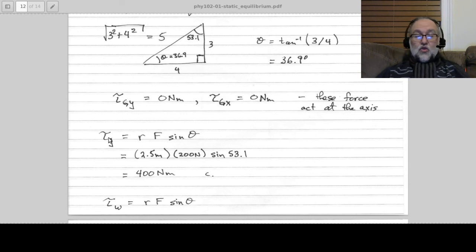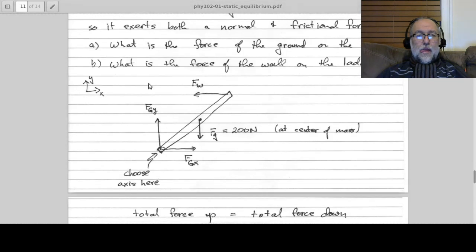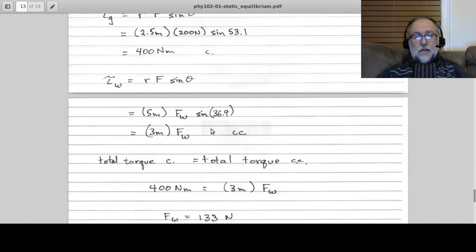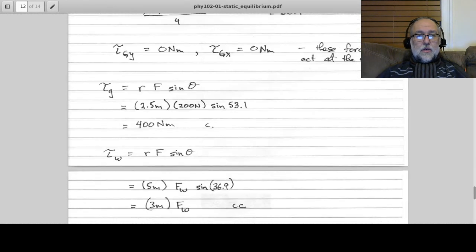Now, what about the torque due to the force of gravity on the bar? So that's going to be r F sine theta. How far is it from the axis to where the force of gravity acts? Let's look at this diagram here again. So there's the axis right there. The whole ladder is 5 meters long. Half of that is 2.5 meters. So there's your r, 2.5 meters.